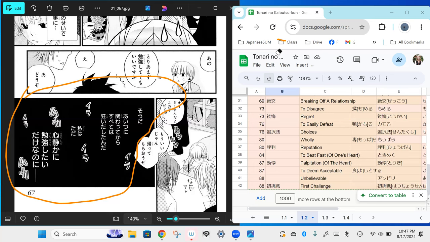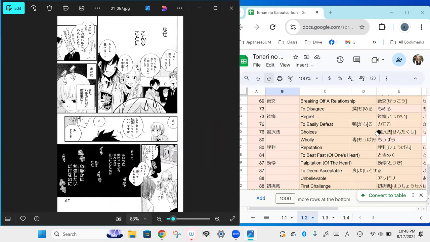Anyway, you should read that sentence. I'll finish off. It's like, "Kokoro shizuka ni benkyoshitai dake na no ni." It's like, I just want to have a calm study session. I just want to calmly study. And then there's "nanoni," meaning even though I only wanted to study, and yet.